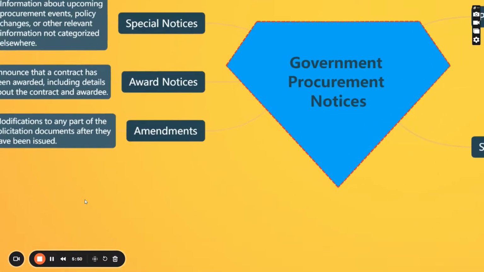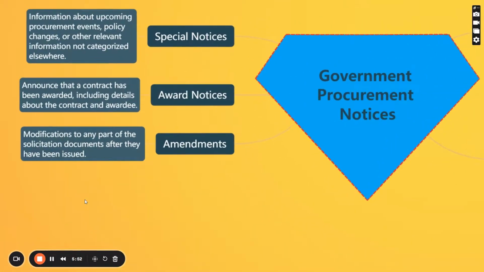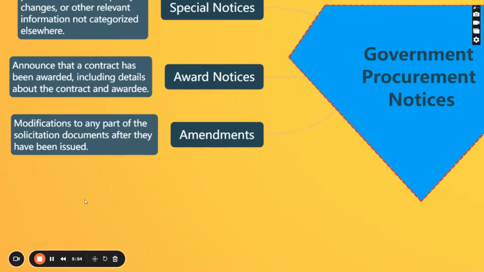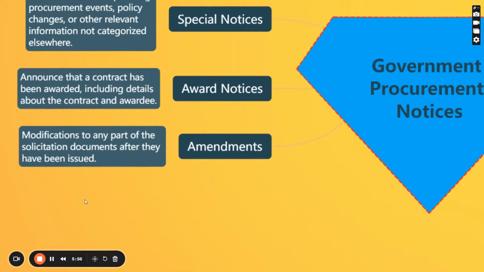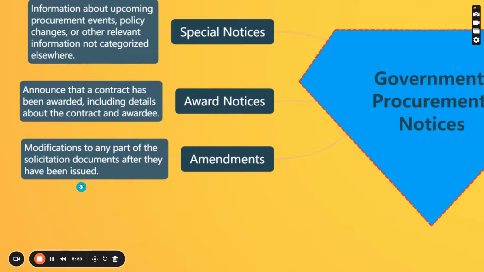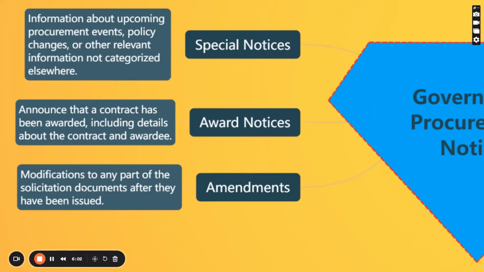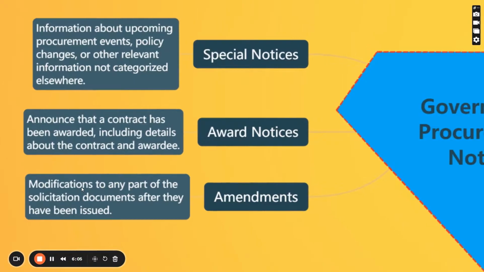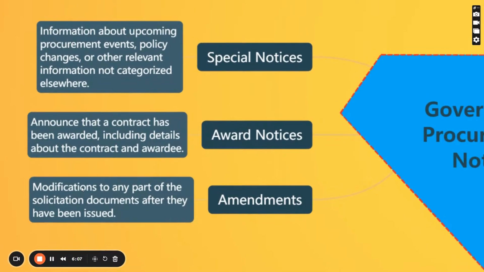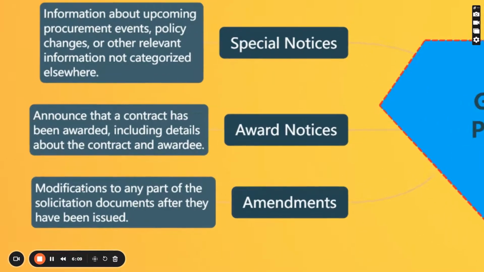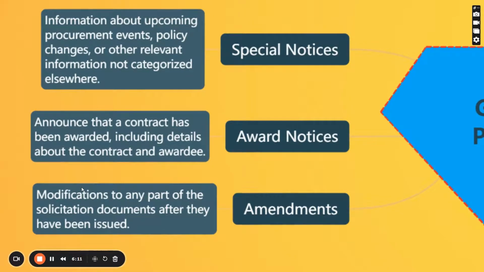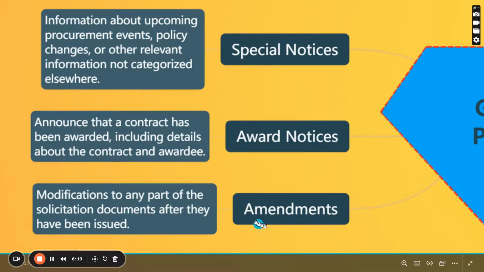Now, let's talk about amendments, okay? This is very simple. Amendments are updates or changes to any of the above notices, okay? The government might adjust requirements, deadlines, or other details, and you need to stay on top of these changes to remain competitive. In order to stay on top of these changes, you need to read the amendment attached.